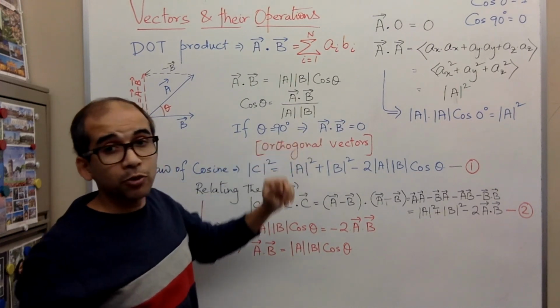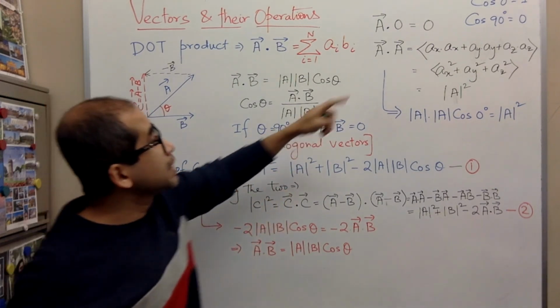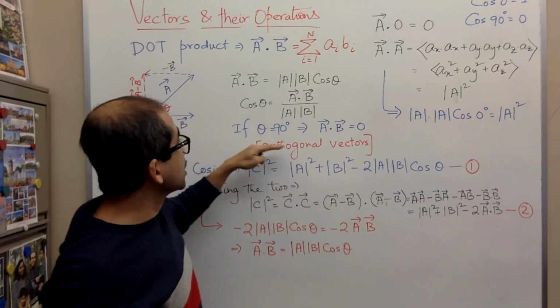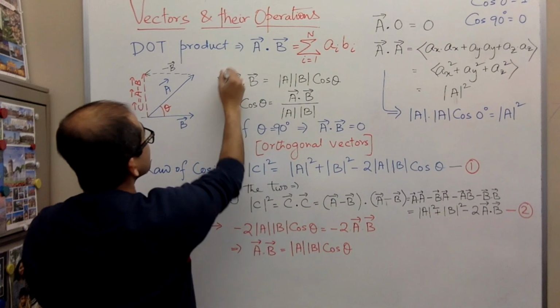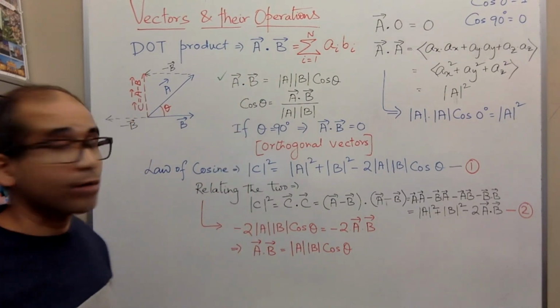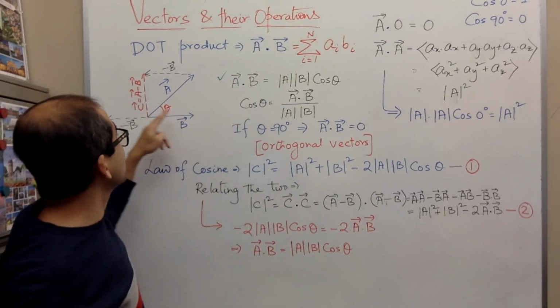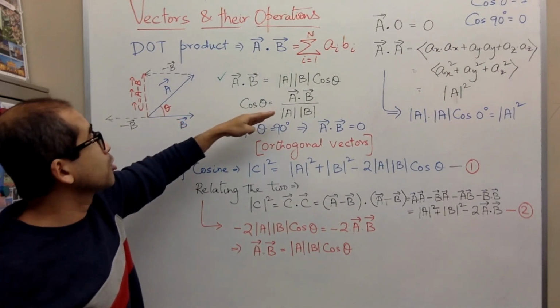Their dot product will be 0 because cos 90 is equal to 0. So they are called orthogonal vectors. Now, how do I come to this formula? This is a very important formula. We'll be using it for many things. We can calculate the angle between the vectors using this formula.